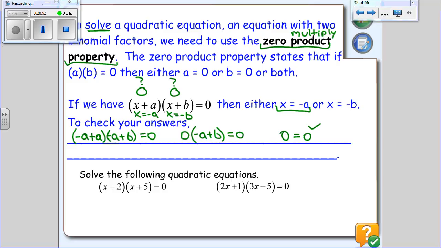So if x equals negative 2, that's one answer. Because negative 2 plus 2 is 0. 0 times anything is 0. What would make this second binomial 0? Negative 5. The opposite of what's in here. So x equals negative 5.